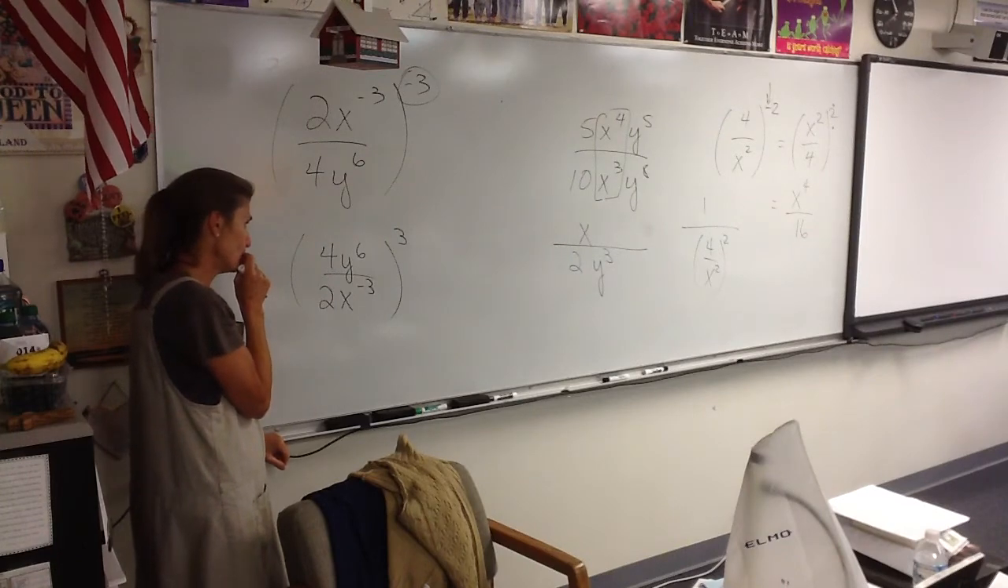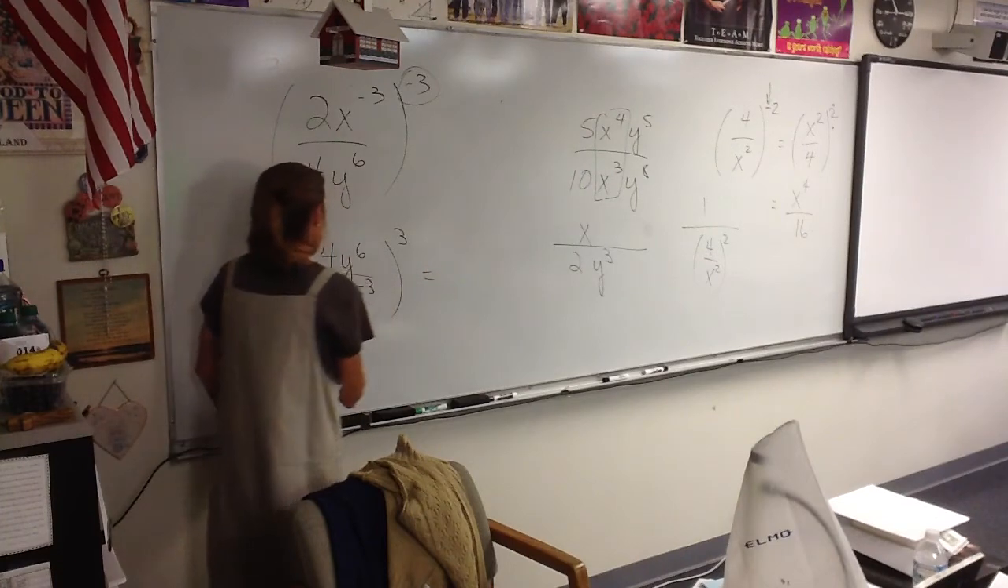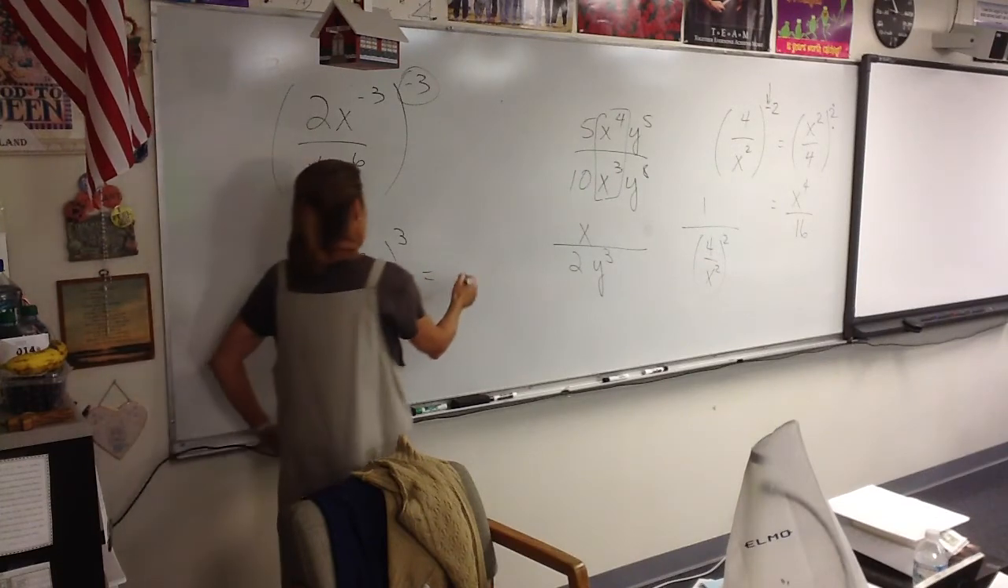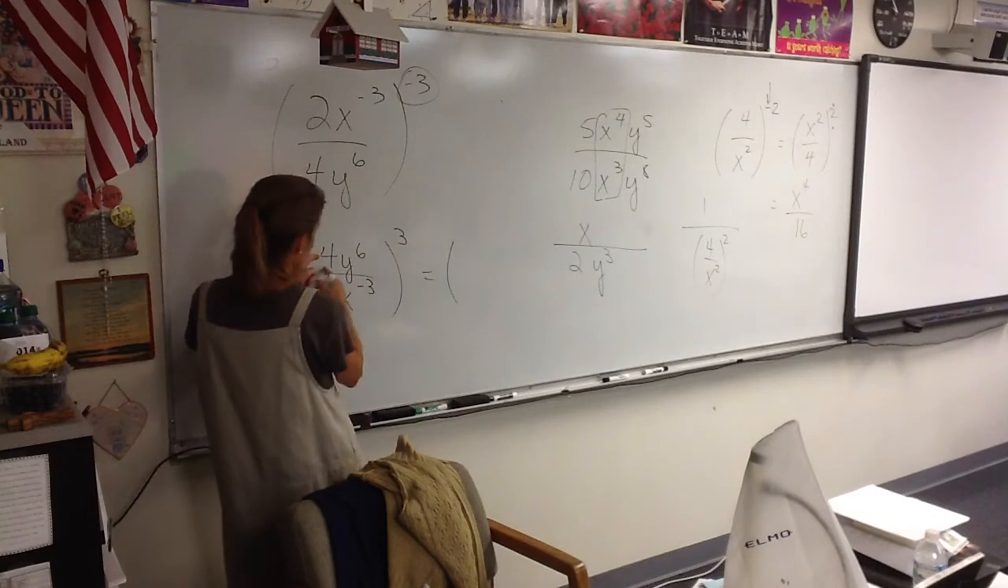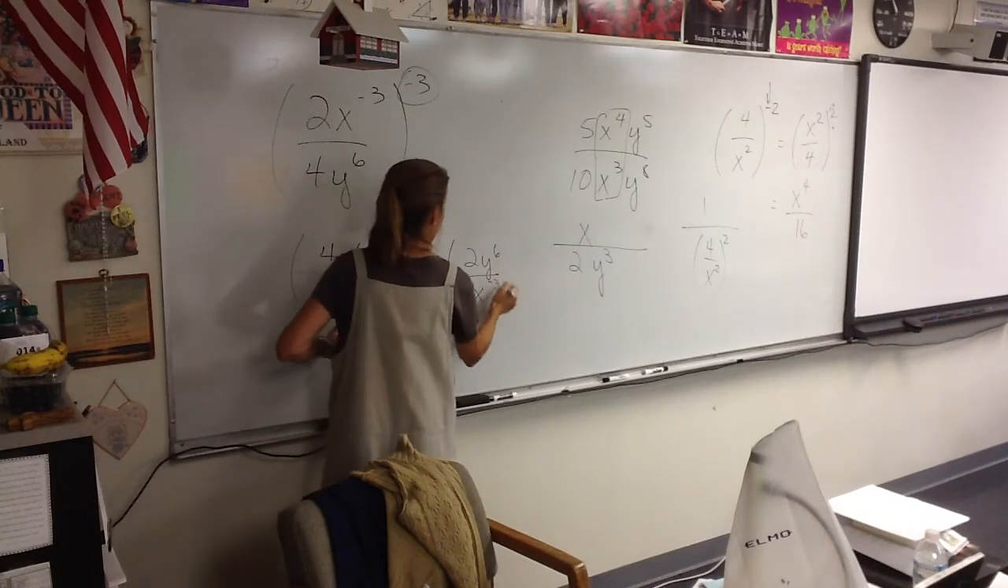What do you think now? Reduce the 4 and 2. Oh, that's a good idea, Isaac. We're going to reduce the 4 and the 2. That'll cancel. So now I'll have what? 2y to the 6th over x to the negative. Okay.